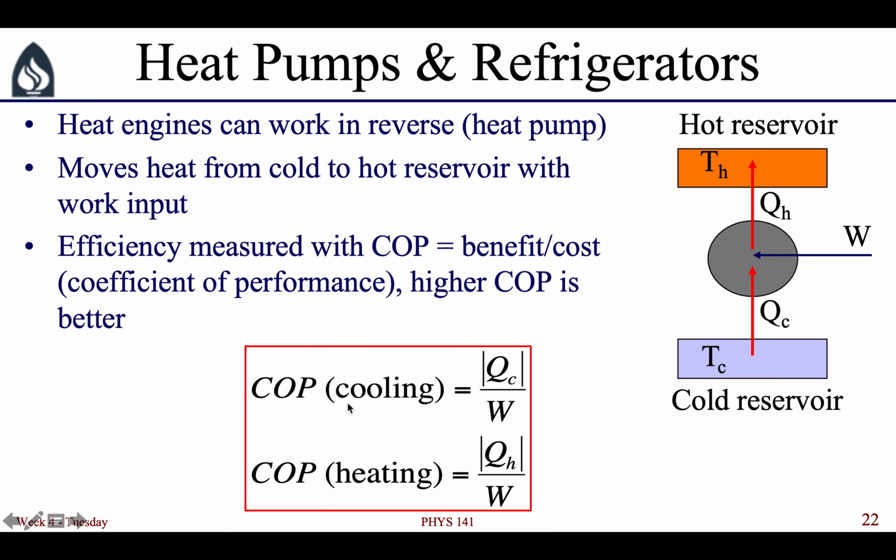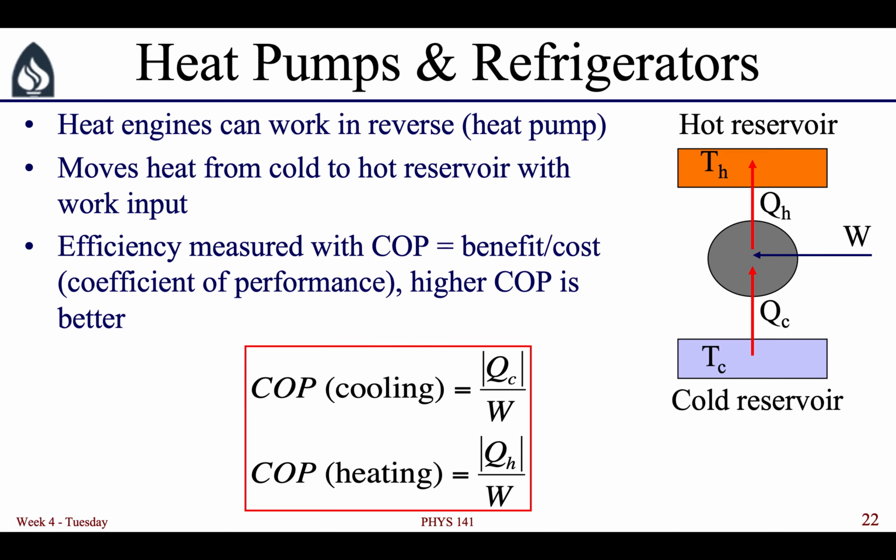If, on the other hand, you have a refrigerator, your goal is to cool the inside of the refrigerator, and so the benefit is the QC, the heat that you can remove from inside the cold reservoir. So the coefficient of performance for a refrigerator is Q sub C over W. And then once again, the cost is the work that you do.